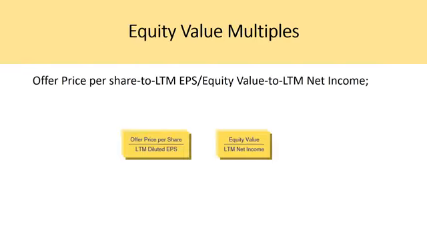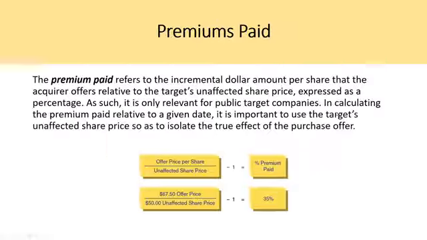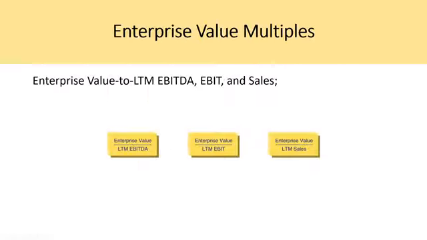Okay, so for equity value multiples, you have the offer price per share to the last 12 months EPS, or equity value to net income, right? The common equity value multiple in both comparables and precedent transactions analysis is equity value over the last 12-month net income. For enterprise value, you have EV to EBITDA, EV to EBIT, and EV to sales. These are the common multiples, and there are other premiums.